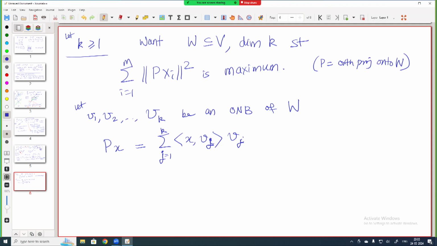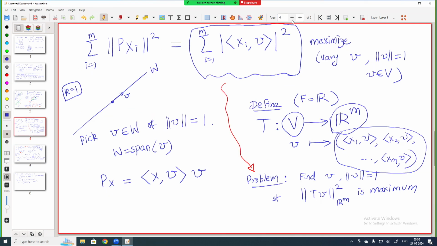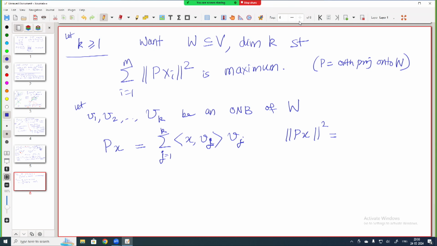Okay. So, what is the norm of Px square, therefore? I have to use the same operator that I used before. So, I had my operator T. Let us recall what T was. T was this operator where every vector goes to this m tuple of inner products. I am going to use the same operator T, but now I have to rewrite this in terms of T.